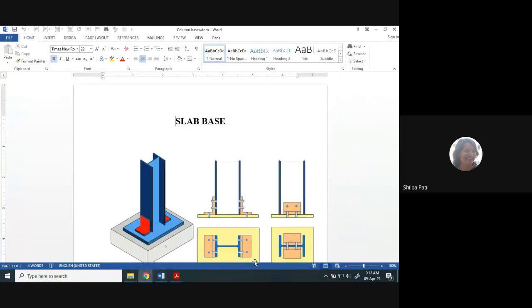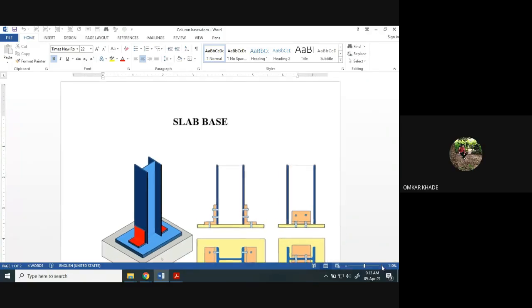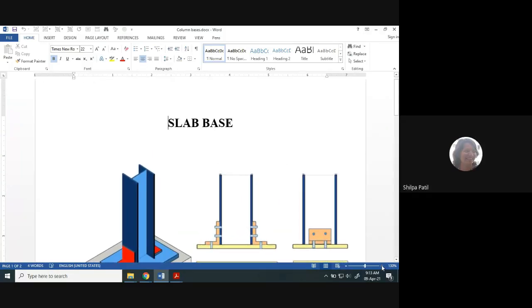Can you see the diagram, the Word file? Yes, ma'am.